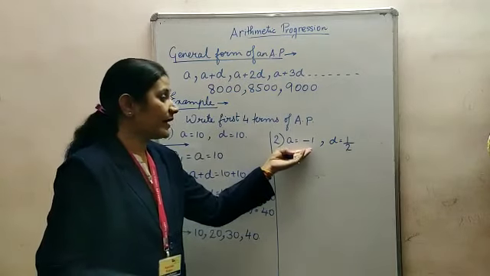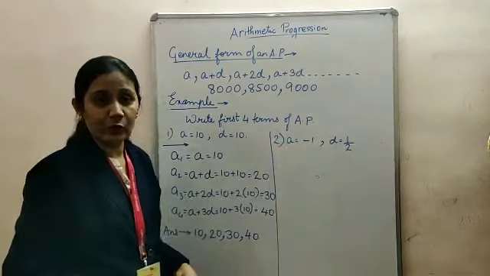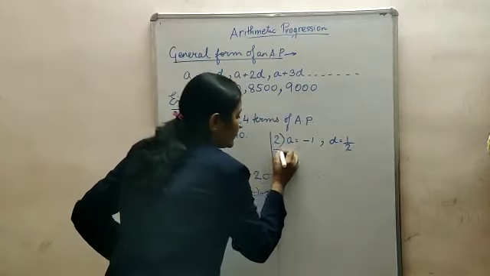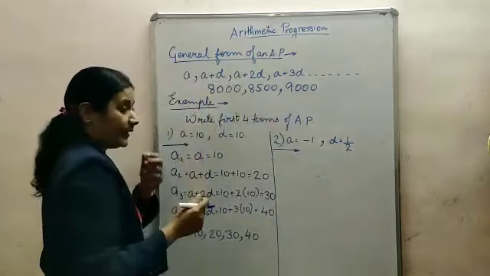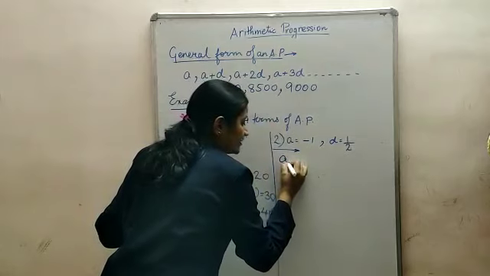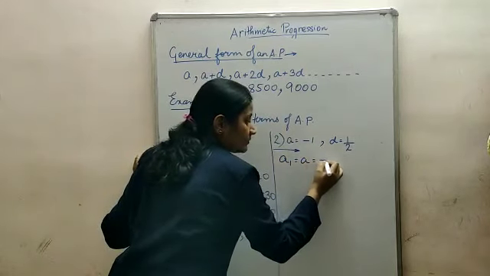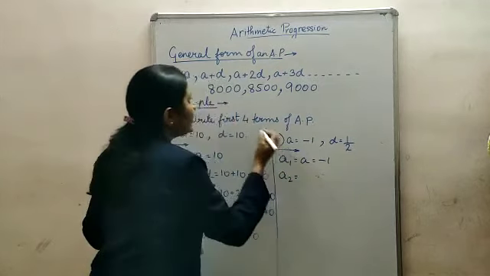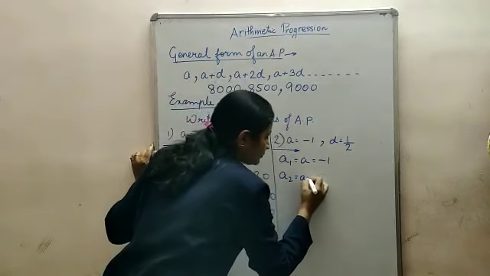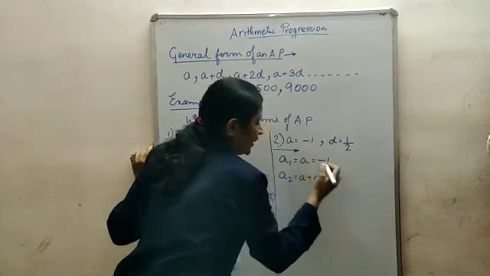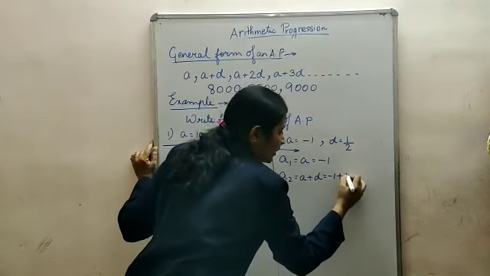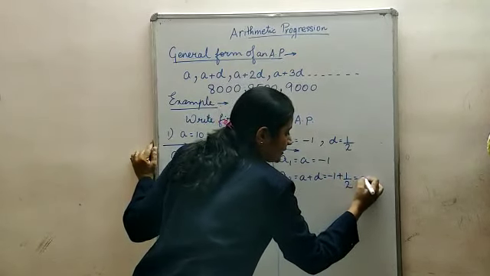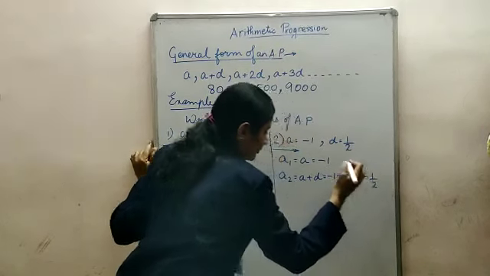We will see one more example. Here a is given -1 and d is 1 by 2. We will be doing it by using the same formula. a1 is our first term, which is equal to a, it is -1. a2 is our second term, which will be equal to a plus d, is equal to a is -1, d is 1 by 2. So we get it as -1 by 2.